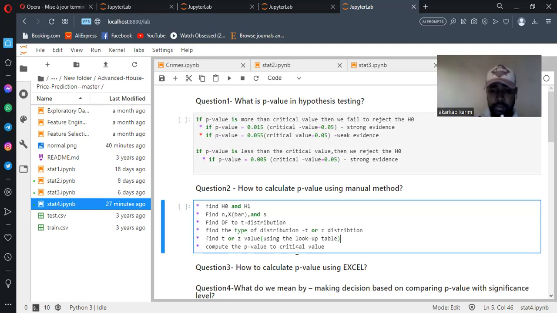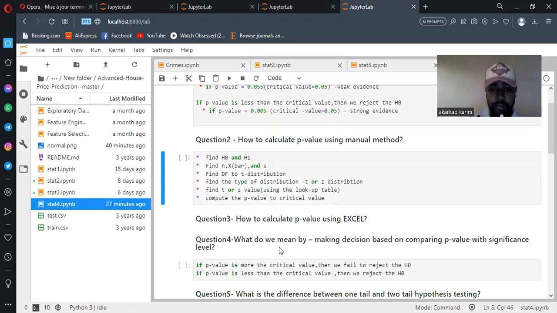Well, and compare it with the critical value. See if it's less or more, that depends. Okay, I hope these steps for calculating the p-value are clear for you. And we go to the third question here. So how do we calculate the p-value using Excel?